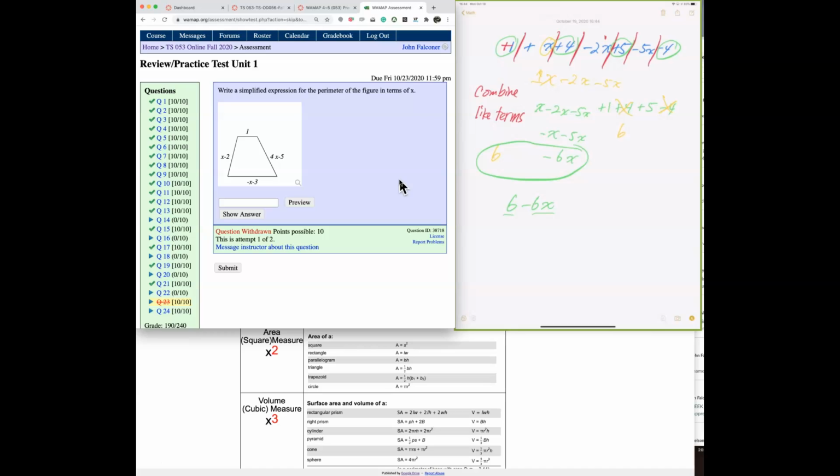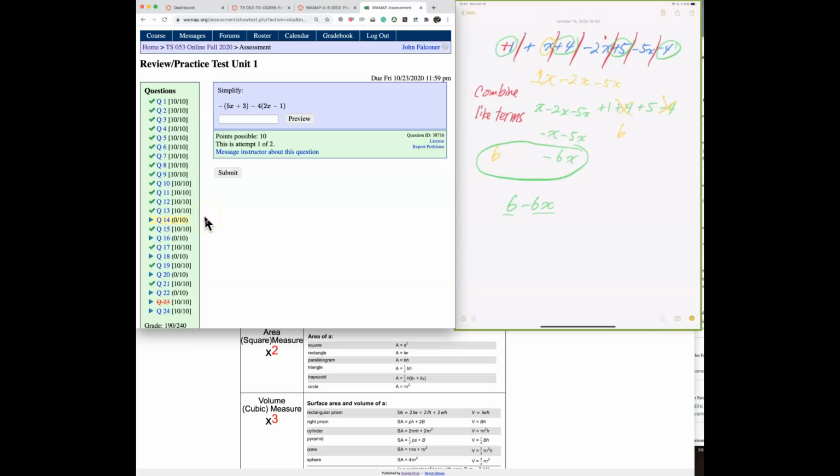All right, let's take a look at the next one, Q14, according to my notes. This will be more Algebra E. So start a new sheet. We've got negative 5x plus 3 minus 4 times 2x minus 1. Okay. So I always like to write in the operations just so we're aware. Operation awareness. So we do have a multiplication here going on.